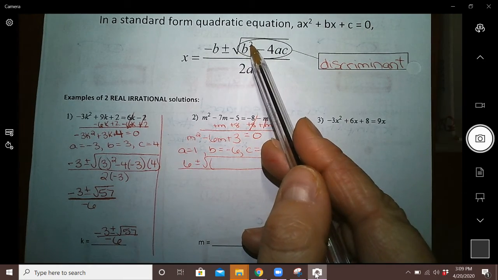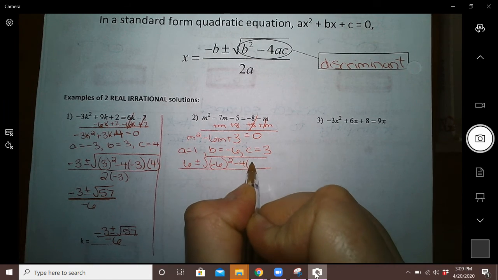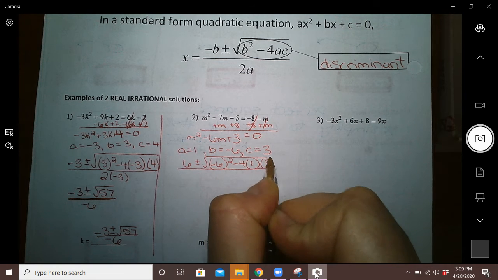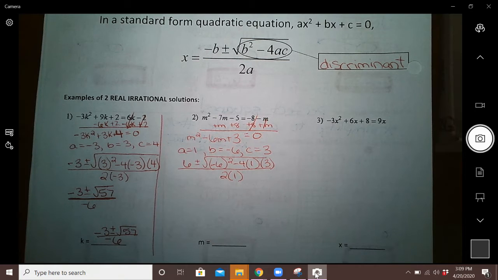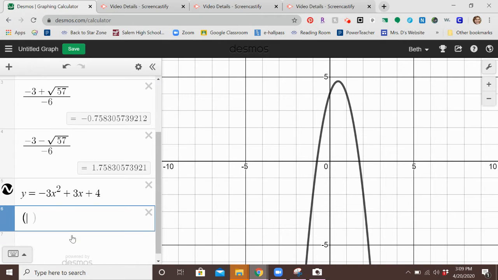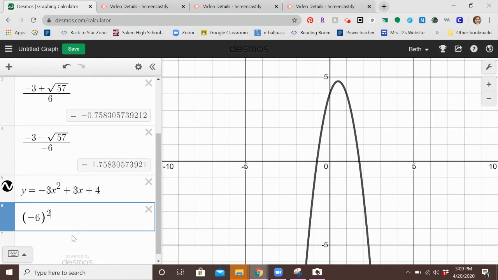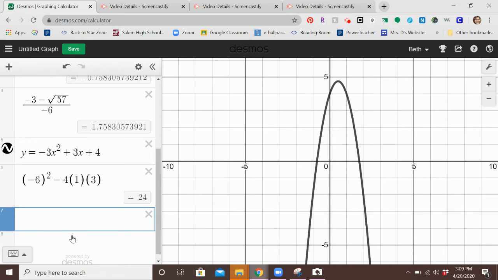This is b value squared, so negative 6 squared, minus 4 times the a value of 1 times the c value of 3, all over 2 times the a value of 1. All right, I hope you're like, what do I do next? I know what to do next. Figure out what the discriminant is. Go over to Desmos and let Desmos do all this hard work for you. Negative 6 squared minus 4 times 1 times 3. And we are getting a discriminant of 24.